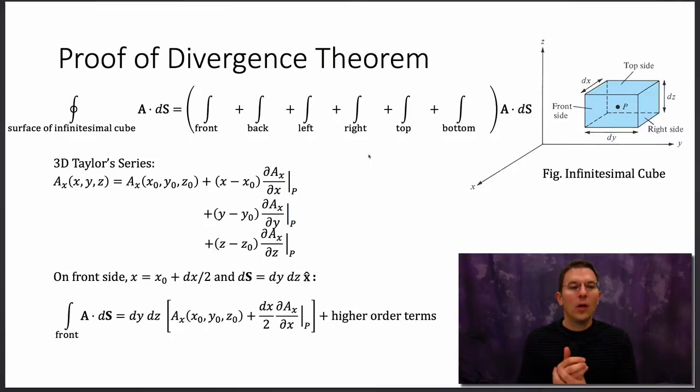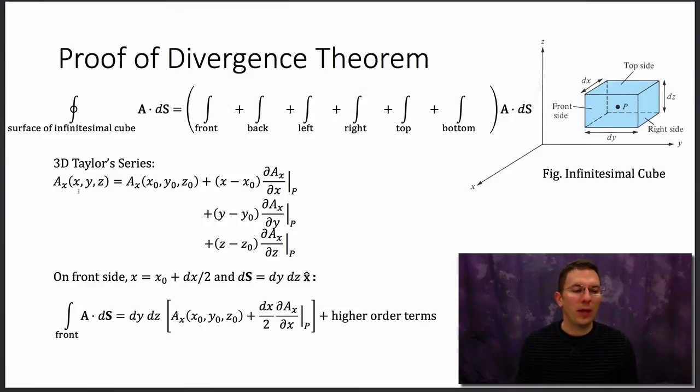Well, we're going to need something called a Taylor series here for this proof. A Taylor series basically says that in the vicinity of some point, let's call it x naught, y naught, z naught, or P. We'll just say P is equal to x naught, y naught, z naught.